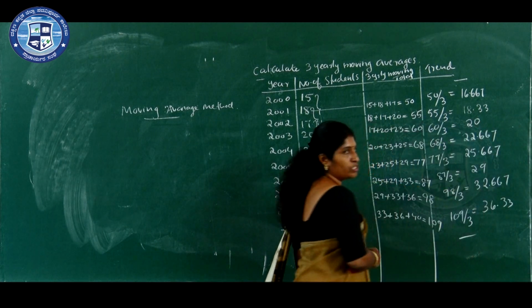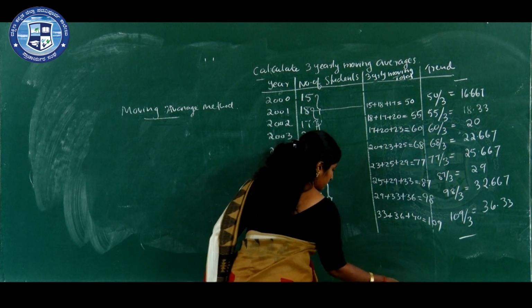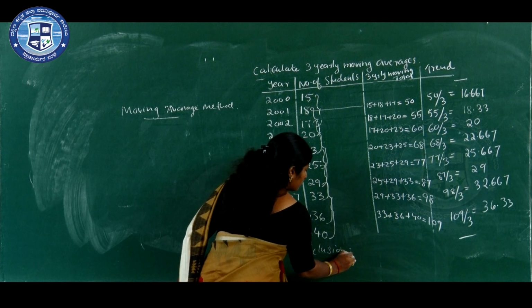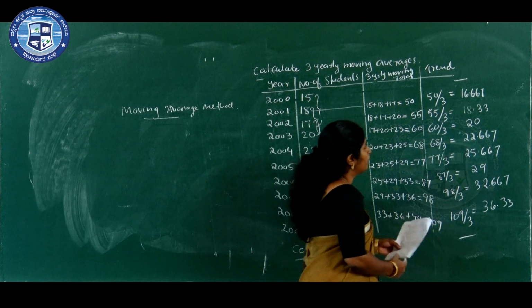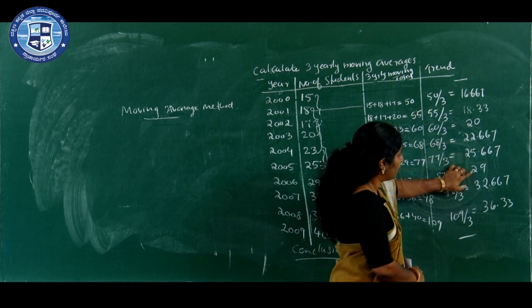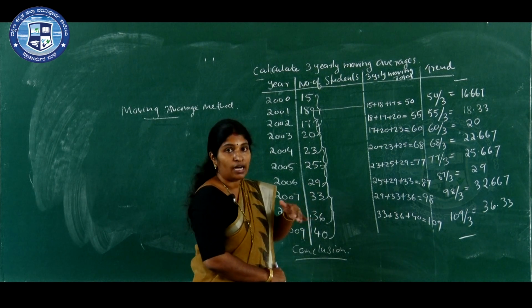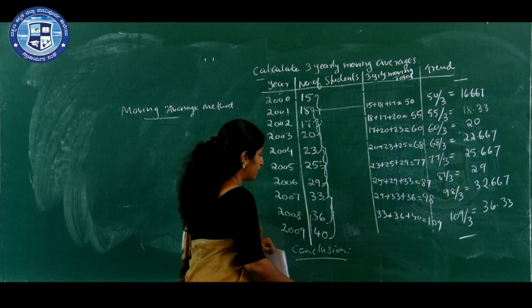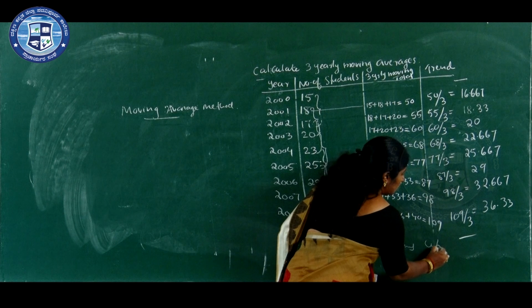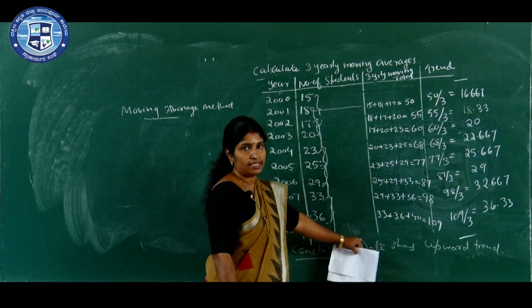So, you have to write the conclusion for this problem. This is a very important problem, usually asked for 5 marks. So, conclusion: you can see that trend values are increasing here, 16, 18, 20, 22, 25, 29, 32 and 36. So, your conclusion is the data shows upward trend. You have to write the conclusion, that is compulsory.